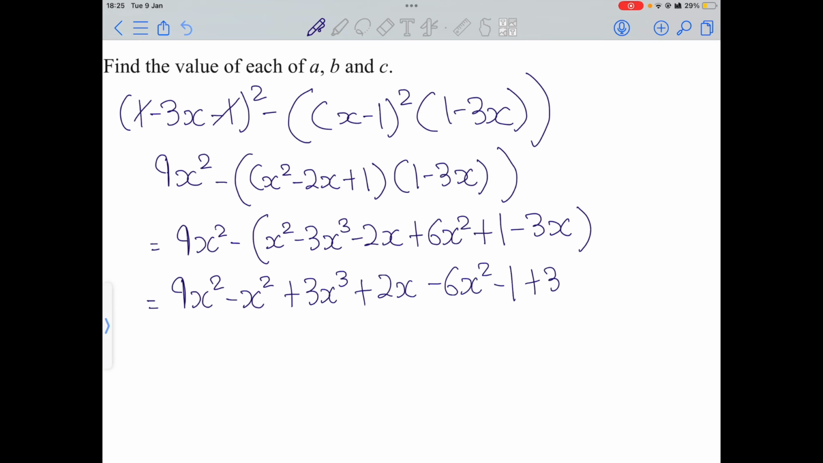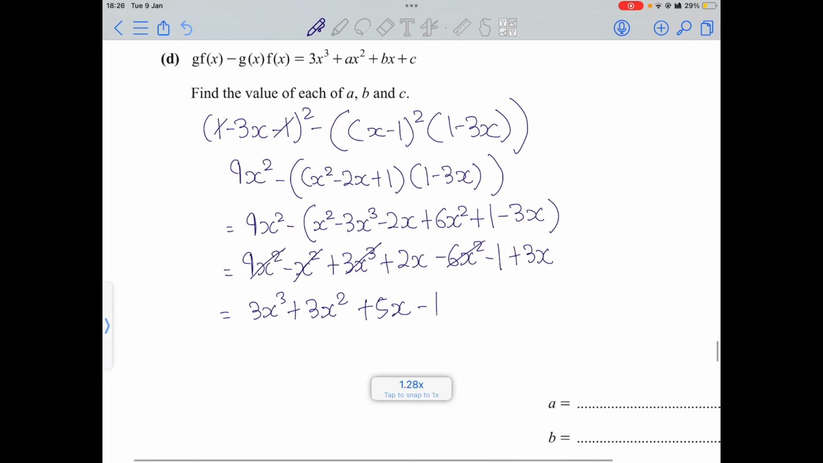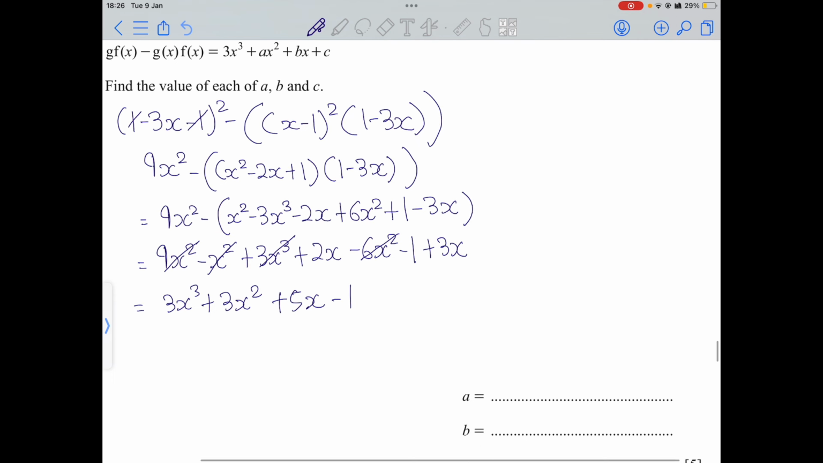When I rearrange this, I get the 3x cubed, that's the first term. Now 9x squared minus 6x squared is basically 3x squared. No, okay, there's one more, my bad. 3x squared minus x squared, so it's going to be 2x squared. Then you have 2x plus 3x, which is 5x, and you also have negative 1. So I'm getting it in the same format, 3x cubed plus, so a is 3, b is 5, and c is basically negative 1.